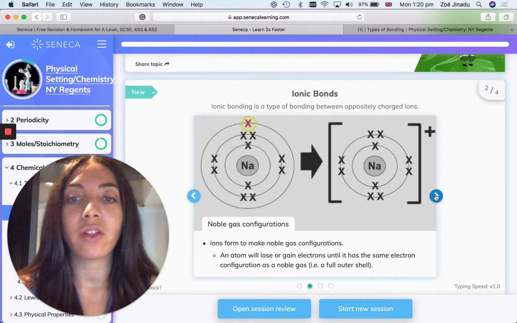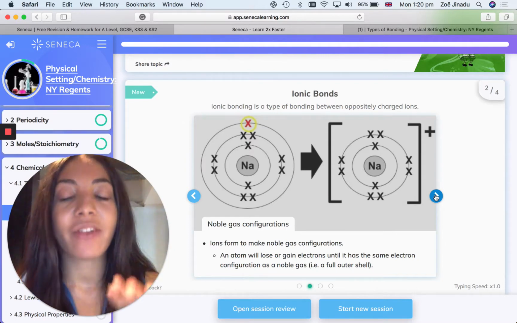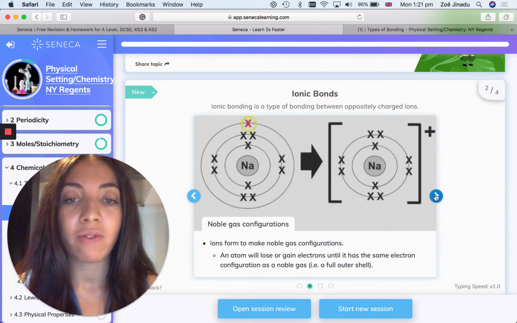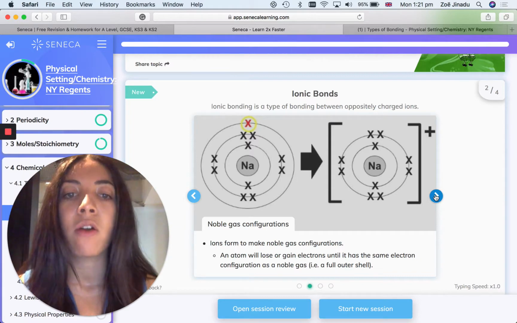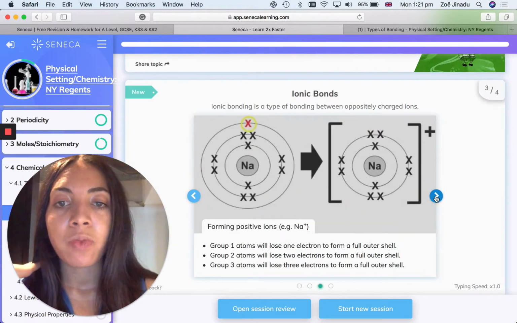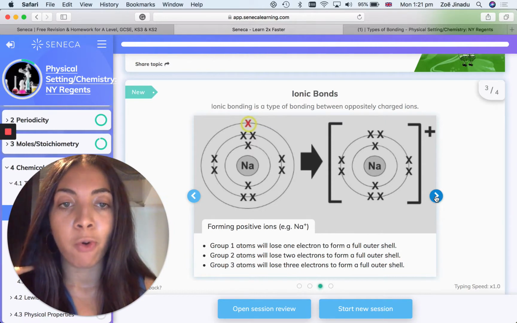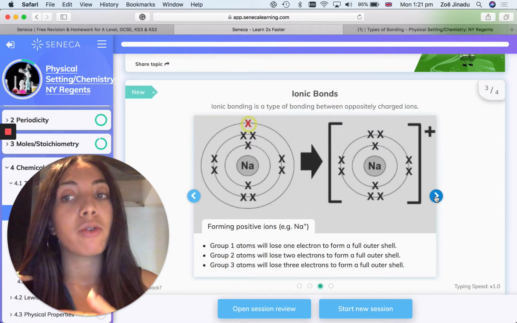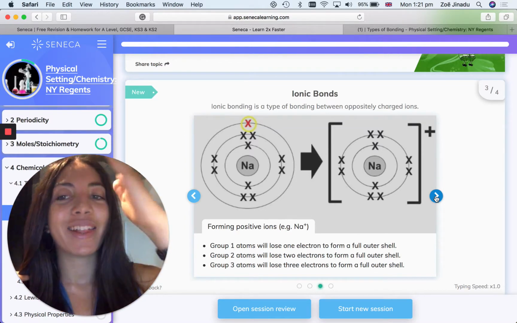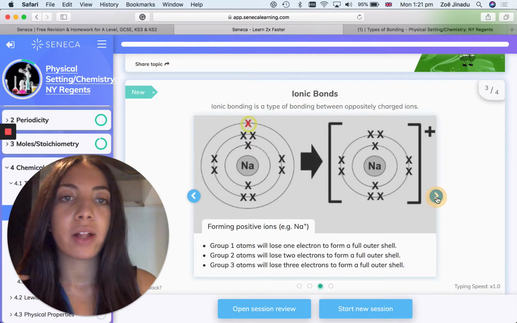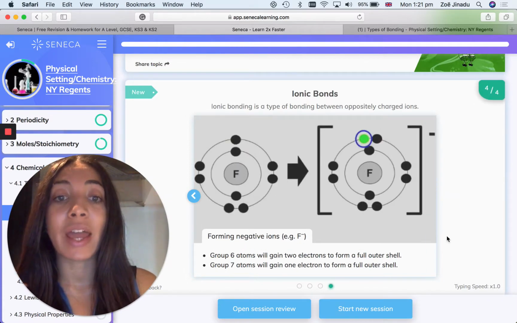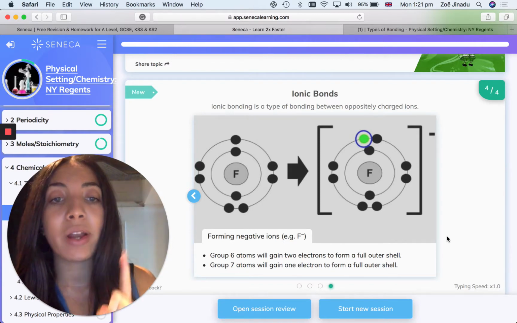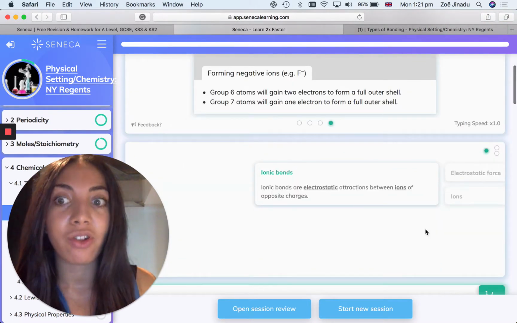Noble gas configurations. Ions form to make noble gas configurations. An atom will lose or gain electrons until it has the same electron configuration as a noble gas, which basically means full outer shell. Group 1 atoms will lose 1 electron to form a full outer shell. Group 2 atoms will lose 2 electrons to form a full outer shell. Group 3 atoms will lose exactly 3 electrons to form a full outer shell. Group 6 atoms will gain 2 electrons to form a full outer shell, and group 7 atoms will gain 1 electron to form a full outer shell.